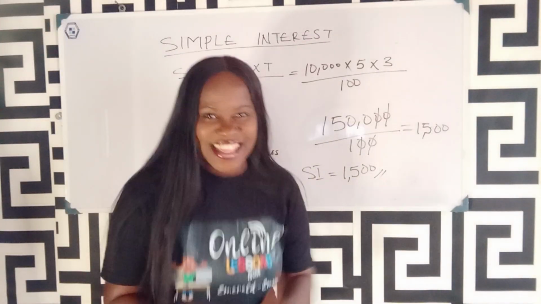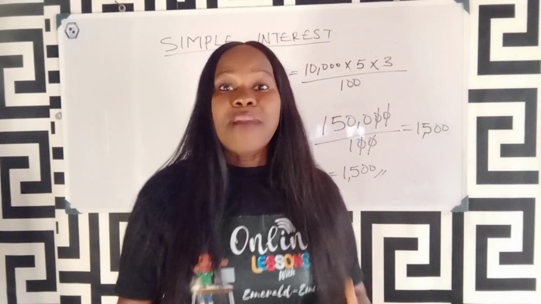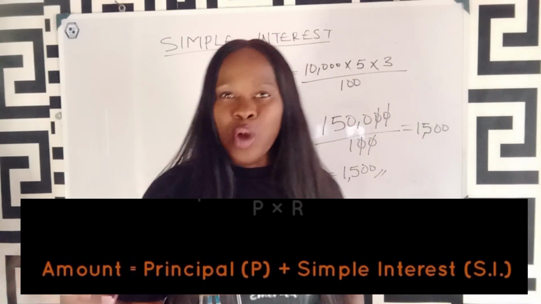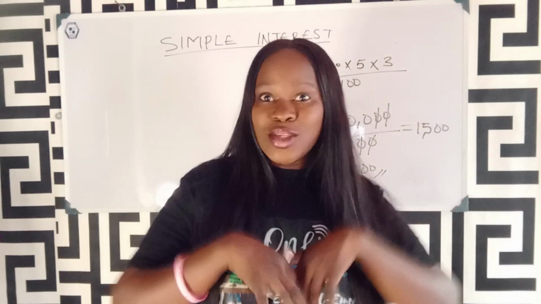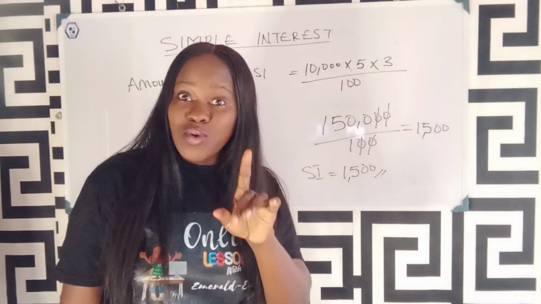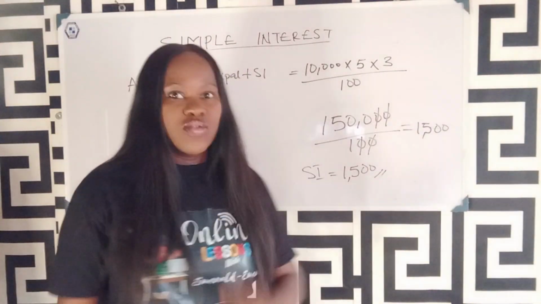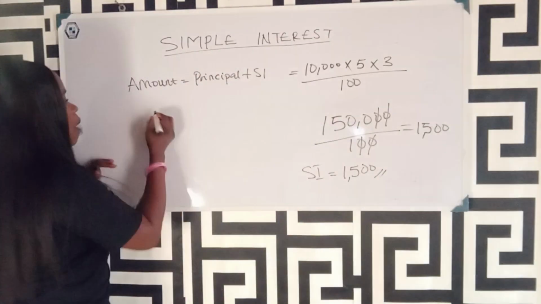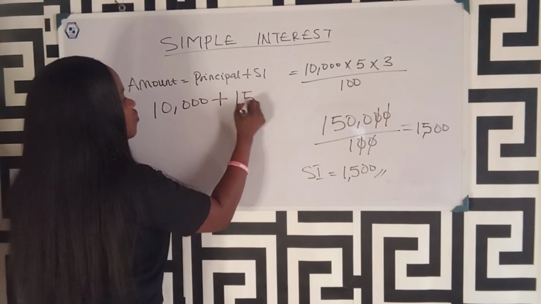That's very easy, right? Yes. So there's something else called amount. What is amount? Amount is principal plus the simple interest. So if Mr. Bill is coming back to collect his entire money, how much am I going to give him? So for the amount, how much was the principal? 10,000. And how much is the simple interest? 1,500. So what do we do? Amount is 10,000 plus 1,500.